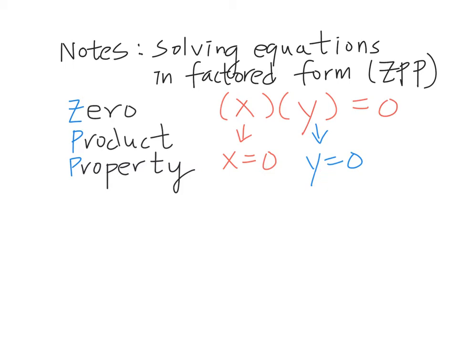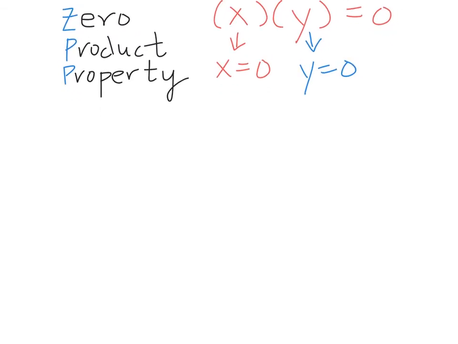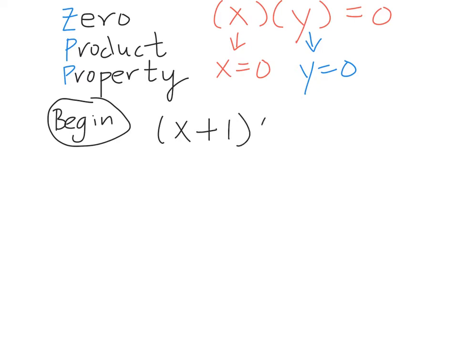So let's go right ahead and begin. Let me drag this down a little bit. Make sure you have copied that down. So now let's begin. What if you have a problem x plus 1 times the quantity of x plus 4 is equal to 0? How would you solve it?